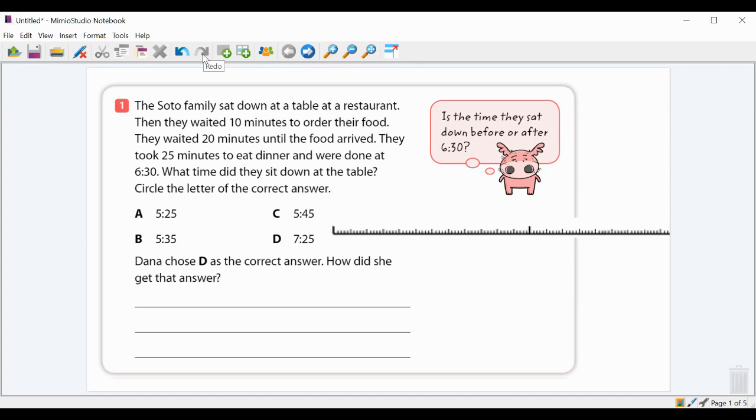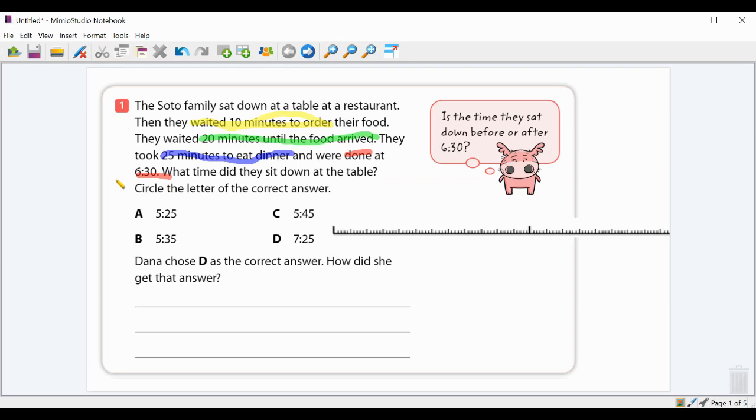Question number one. The Soto family sat down at a table at a restaurant. Then they waited 10 minutes to order their food. That seems important. They waited 20 minutes until their food arrived. So 20 minutes for the food to arrive. Then they took 25 minutes to eat dinner. So 25 minutes to eat. They were done at 6:30. What time did they sit down to the table?